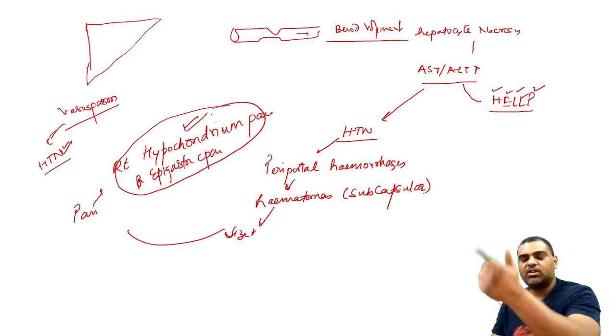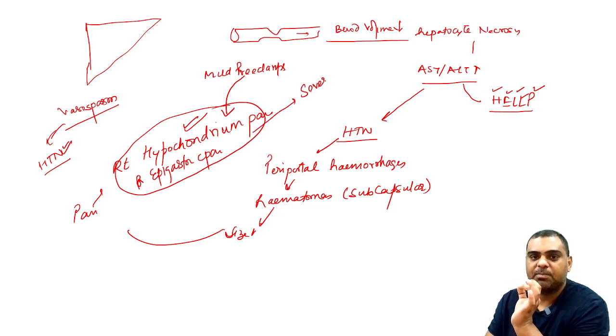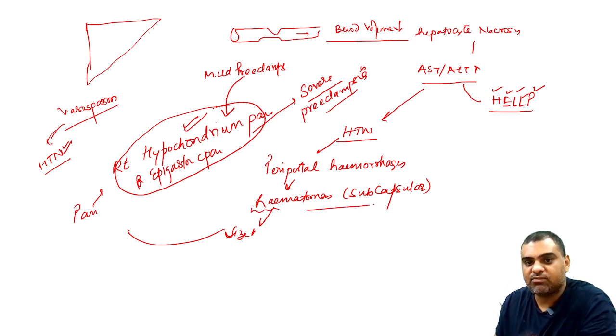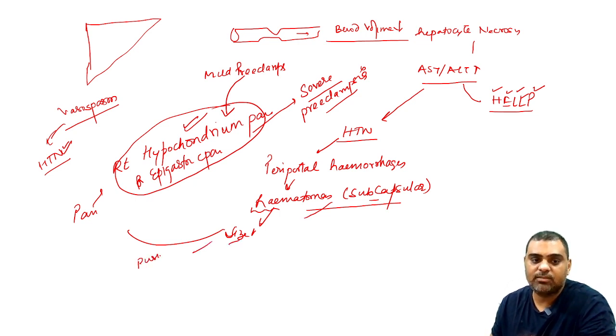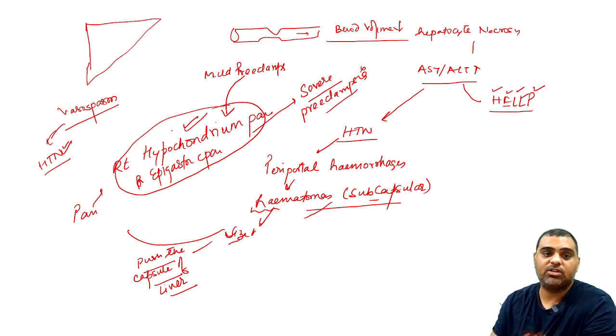And after some time, you will understand, if a lady with mild preeclampsia develops right hypochondrium pain or epigastric pain, it is now called severe preeclampsia. There are also other indicators, other findings, but this is also one of the findings. Why? Because now the disease has progressed and hematomas are formed, and these subcapsular hematomas, when they increase in size, will push the capsule of the liver, and that will cause the pain.